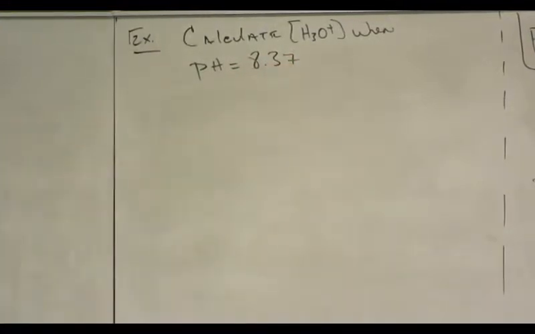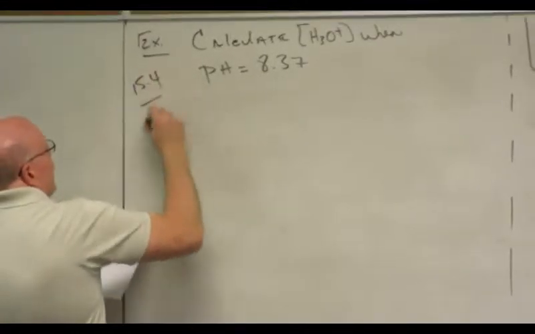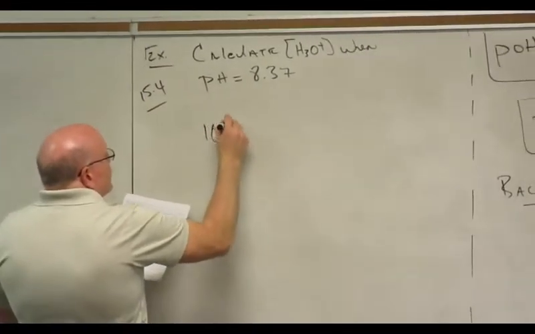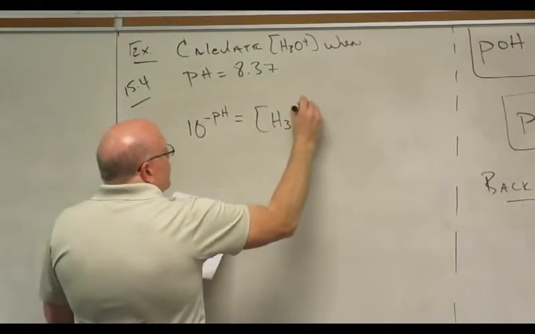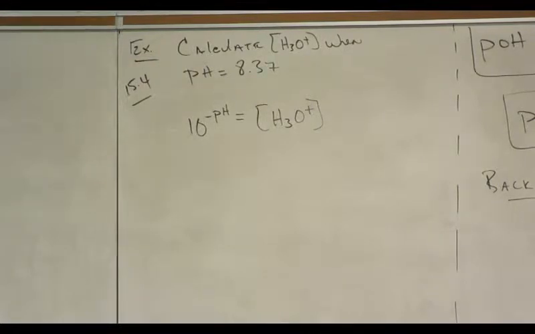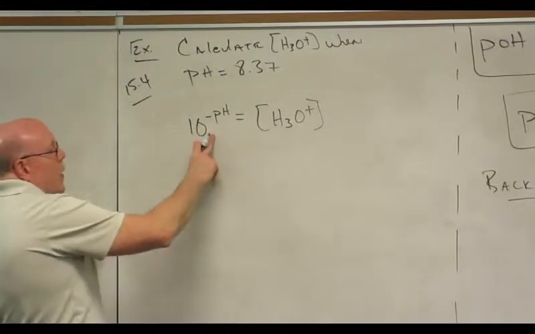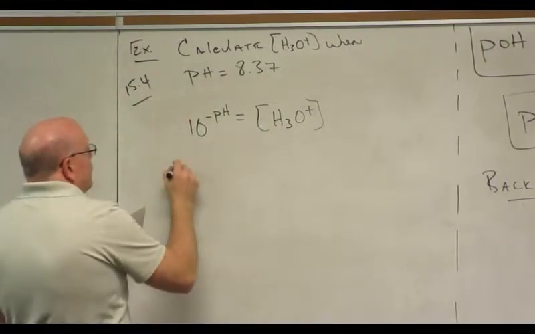Your book walks through, and you can see it, the examples there. This is in 15.4. But I think it's easier to do this equation. This equation says 10 to the minus pH equals the hydronium ion concentration. Your book does it by using an original equation and then resolving it. It's a lot easier to me to just use this equation. This equation says whatever the pH value is, raise it to the 10x power, and we'll get the hydronium ion concentration.